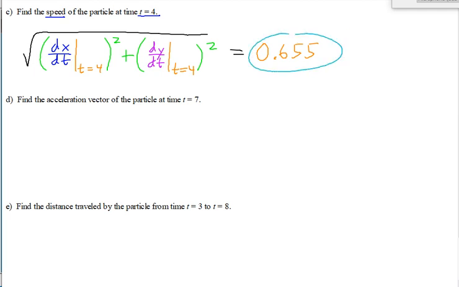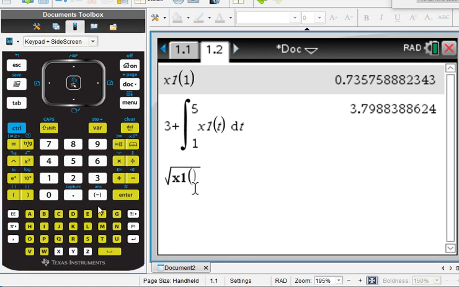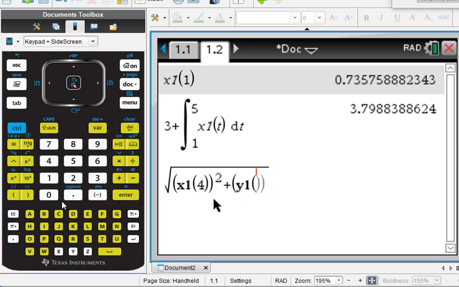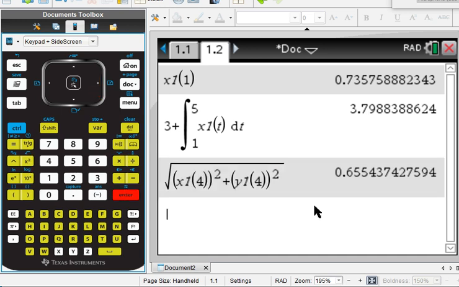And now let's look at the Inspire, how we do the same thing. So square root, or x1, whoops, I forgot the open parentheses, let's go back here. Open parentheses, x1 of 4, squared, plus, open parentheses, y1 of 4, squared. We get the same answer. Alright, let's take a look at the next part here.